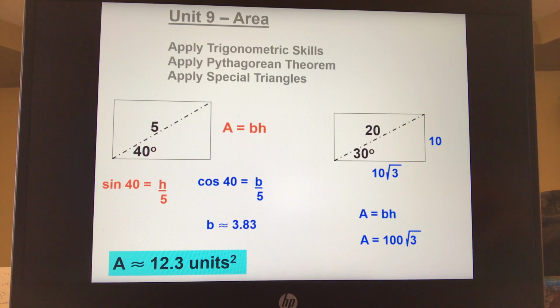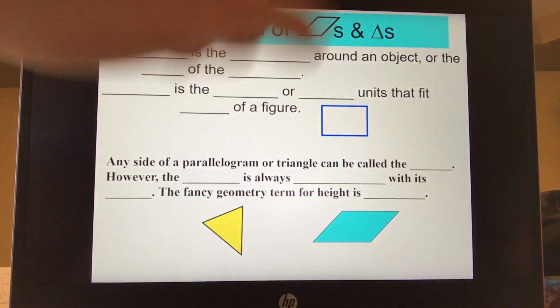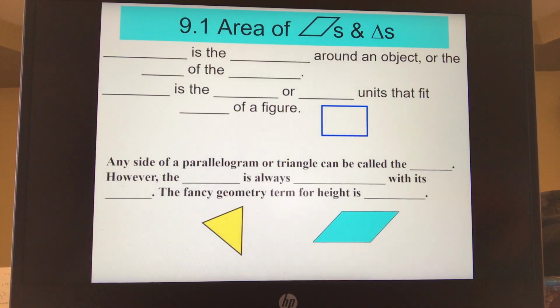That's what we're talking about, though. We are not talking about middle school or elementary school area. We're talking about big kid stuff here, applying things you already know about. So, quick little introduction here. And today is sort of a focus on parallelograms and triangles. And just to refresh your memory, a rectangle is a type of parallelogram, so that falls in that category.